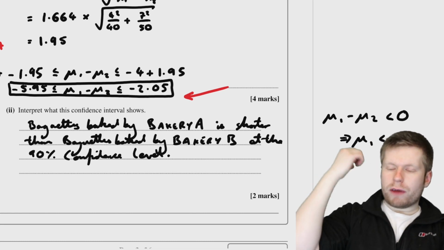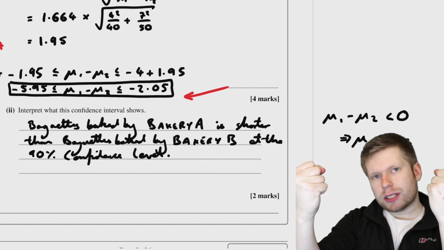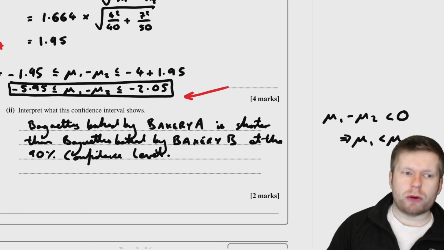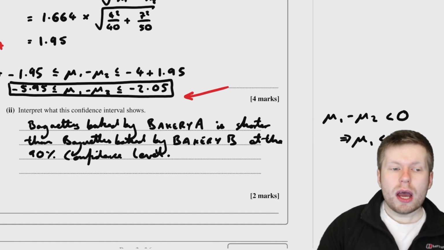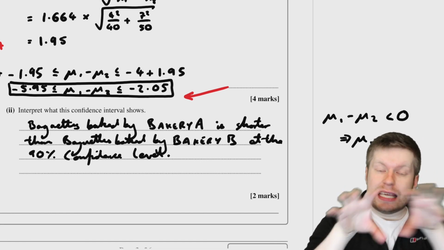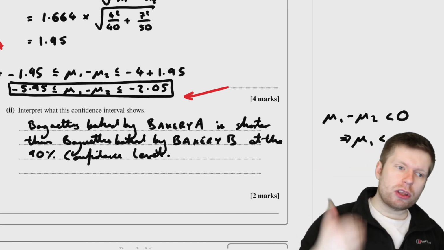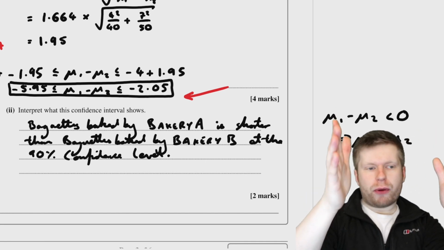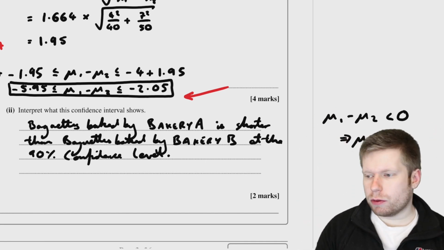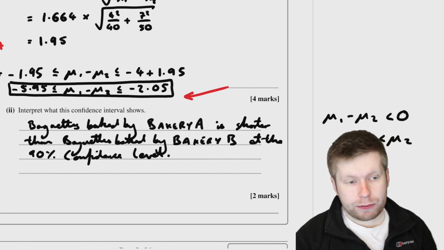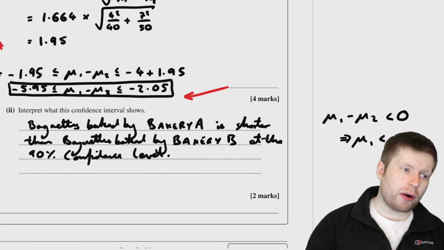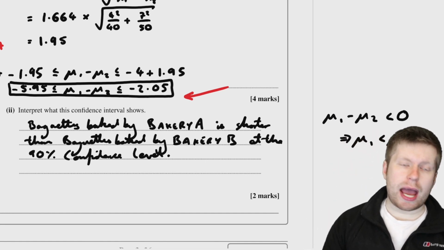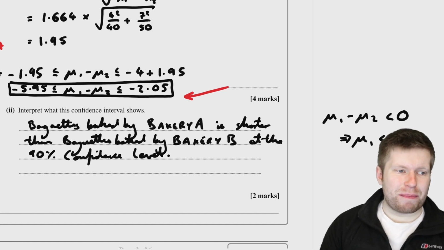If your lower threshold is negative and your upper threshold is positive, then it kind of spans 0. So you can say it's roughly equal to 0, and therefore you can say they're actually equal to each other. Okay, so those are the three different cases you can have. In this case, lower threshold is negative, upper threshold is negative. Therefore the difference in the two baguettes has also got to be negative, which means that you can infer at the 90% confidence level that bakery A bakes shorter baguettes than bakery B.